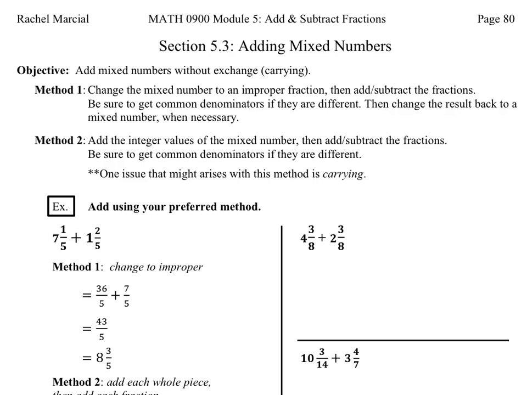the main thing we want to do is change these mixed numbers into improper fractions, add the two together, get our answer, and then change it back into a mixed number, because it looks like they want the answers to be in mixed numbers. Now we can see method 2 right there. Add the integer values of the mixed number, then add or subtract the fraction, being sure to get common denominators if they're different. I'm going to show that method, but I'm going to show it on the second example, okay? Because if I do it on the first example, it's not really going to help us too much.